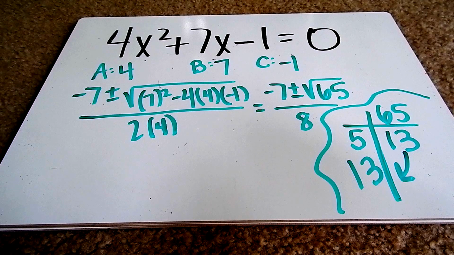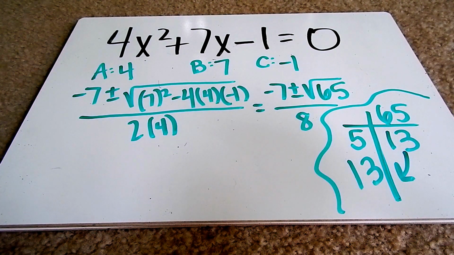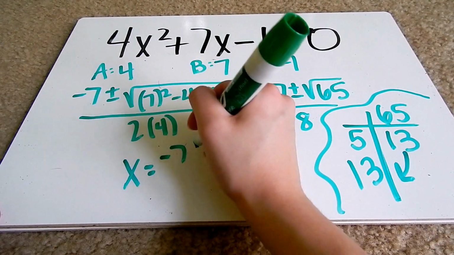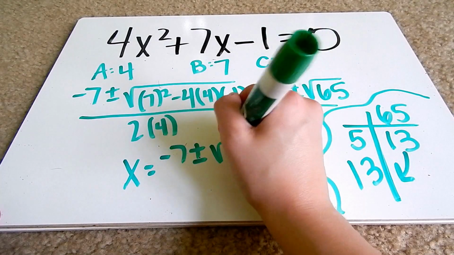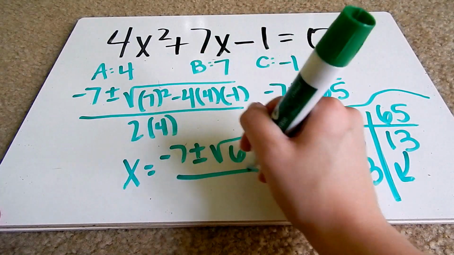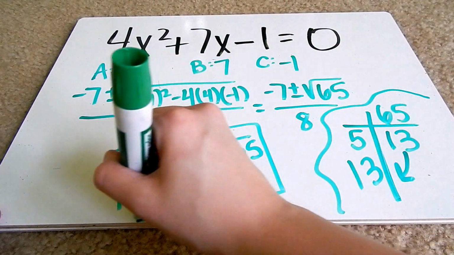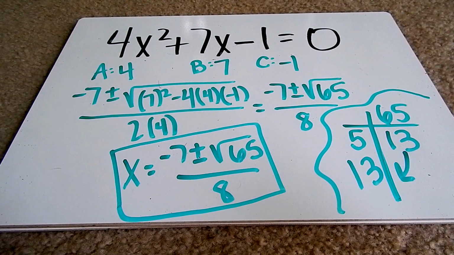I want to circle my pairs. In this case, I don't have any pairs, which means the square root of 65 is already completely reduced. So my answer is going to be x equals -7 plus or minus the square root of 65 over 8. That is my entire answer because I cannot reduce that any further.